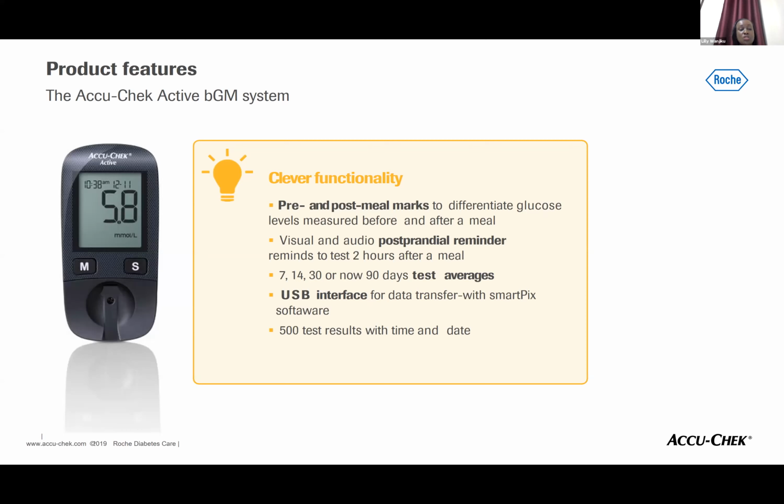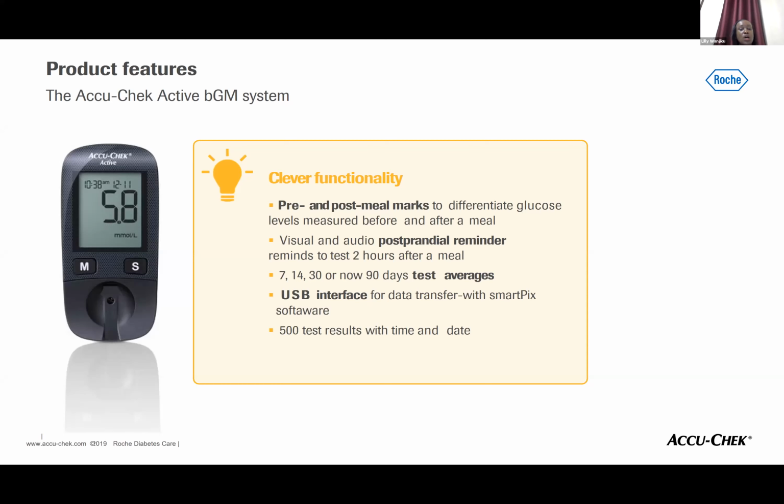So let's say you want to test a sugar before breakfast, you can actually flag it so that you put a sign around it. The symbols are a full apple to show that it was before a meal. Then you can put an eaten apple to show that it was 2 hours after a meal. And you can get the different test averages, just like our instant meter, for 7 days, 14 days, 30 days, and 90 days.